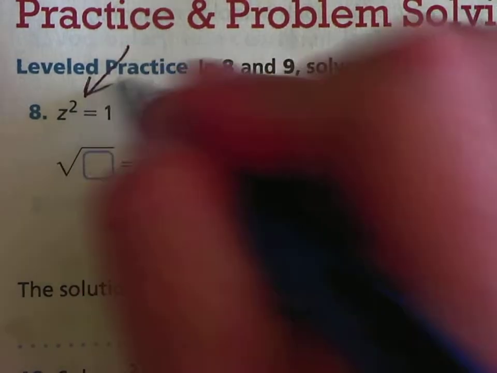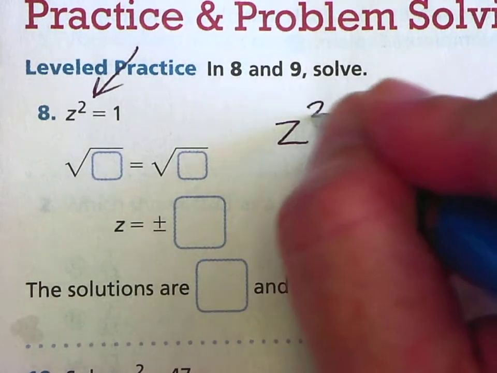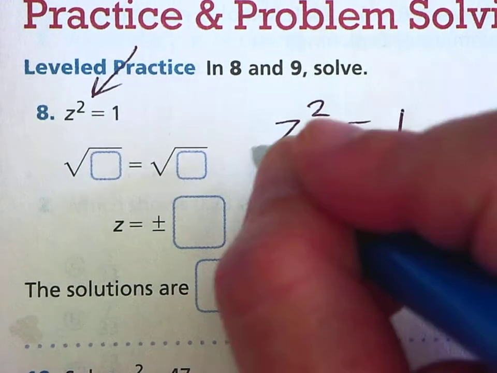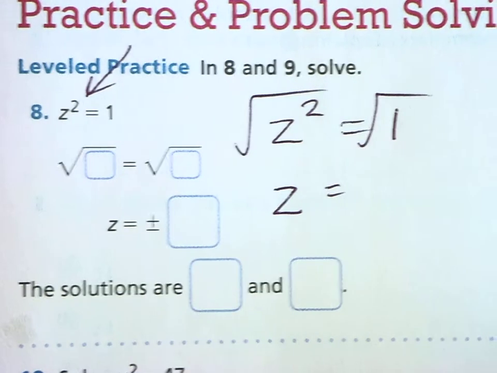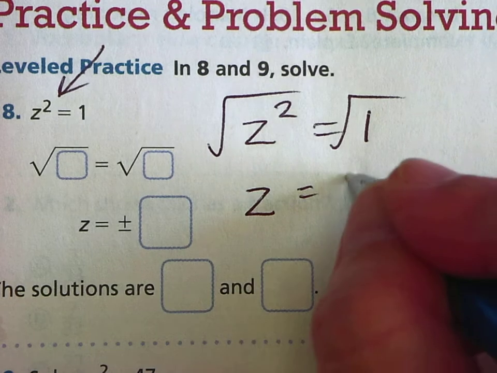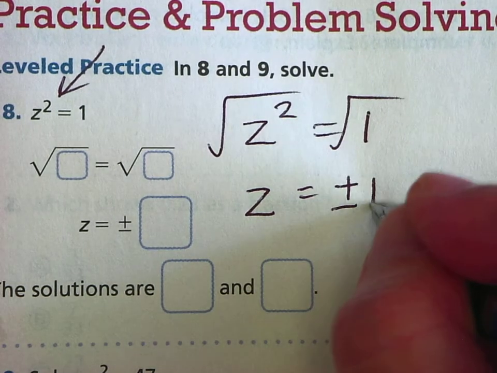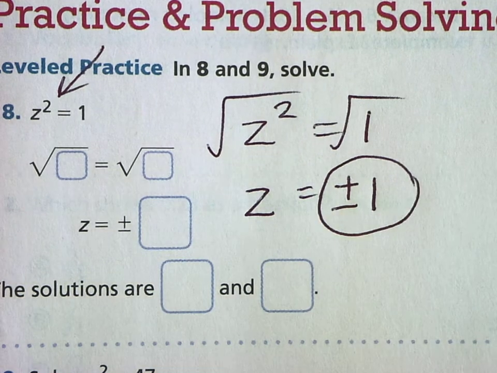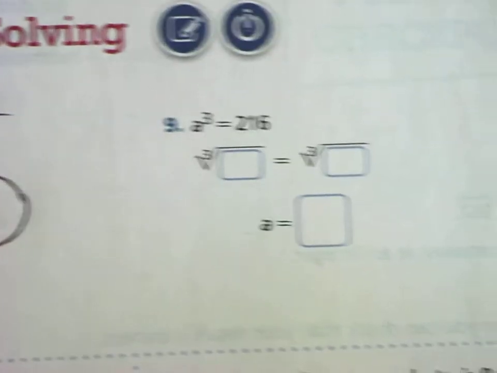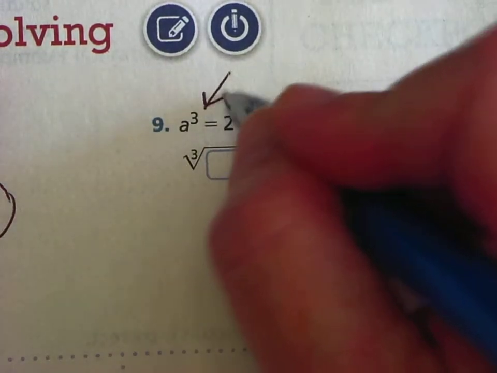This is a squared. So that means you are going to square root both sides. So the square root of z squared is z. And then because remember it's a square root, that's a positive and a negative. And then the square root of 1 is 1 because 1 times 1 is 1. So positive negative 1.